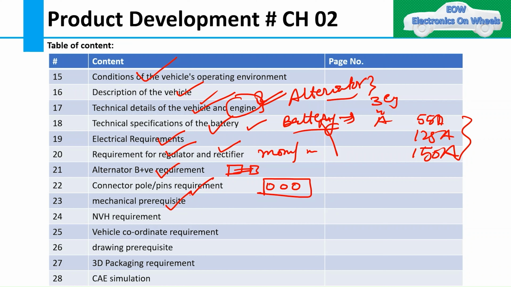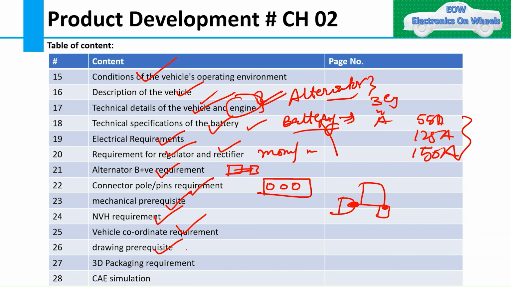Then mechanical pre-requirement. So suppose you are going to fix that particular alternator on the engine, then how it is going to be fixed on the engine. So that information you have to tell. Then NVH requirements, the noise vibration requirement, it is very important for any component. Then vehicle coordinate requirement, we will see why it is required, because alternator has some rotation angle requirement as well. We will see those things.